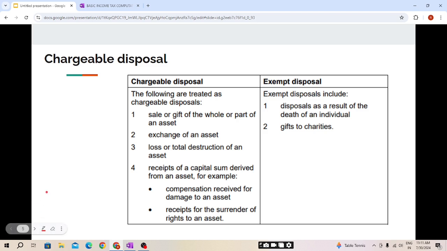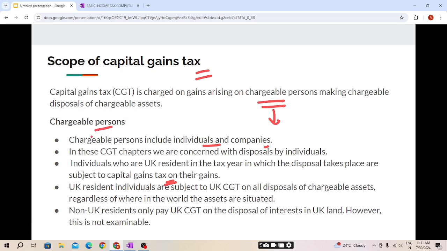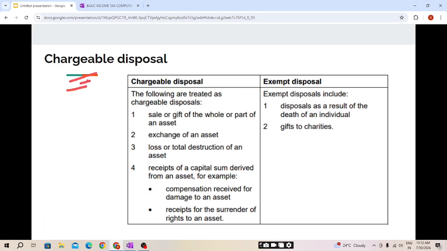Now, coming to the term chargeable disposal, students. As we have seen, chargeable person means individuals and companies. If a person is a UK resident, then he will be subjected to the UK CGT on disposal of all chargeable assets regardless of where in the world the assets are situated. Now moving to chargeable disposal.